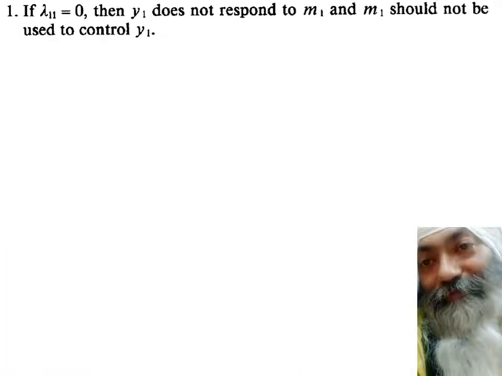So we analyze the things in a manner that, suppose this relative gain is equal to 0. 0 means you don't have any direct effect. We don't have any direct effect means what? Whatsoever may be m1, I'm not getting anything in terms of y1. There is no direct effect. So in that case, using m1 to control y1 is meaningless. This is the significance of relative gain being equal to 0.